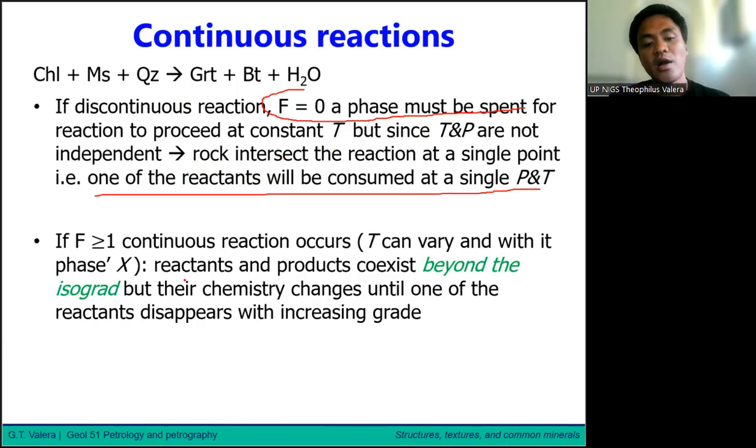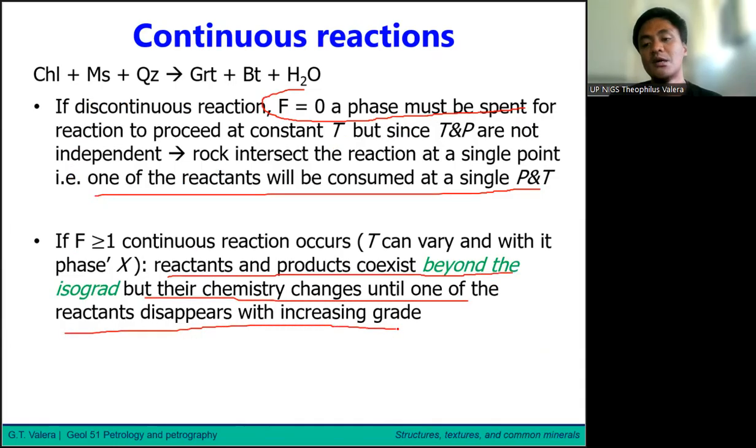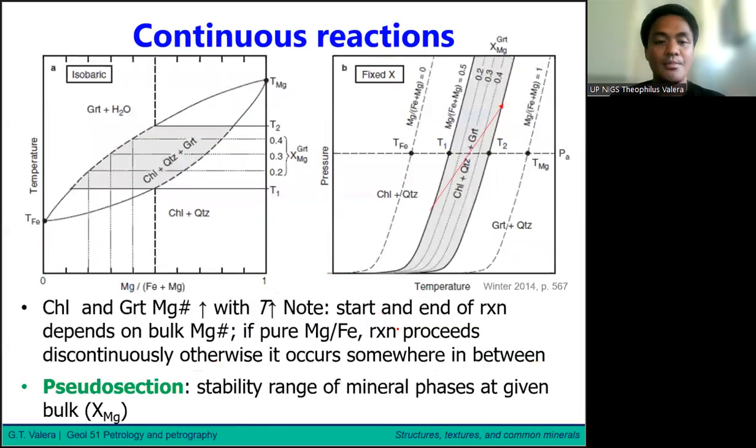If the reaction is continuous, the reactants and product may coexist beyond the isograd, but their chemistry changes until one of the reactants finally disappears with increasing metamorphic grade. For example, ito yung chlorite plus quartz natin initially. Let's look at a rock with XMg, magnesium number equals 0.5. Okay, as temperature increases, it intersects this curve, in which case it starts forming some garnet, rather. Some chlorite is spent to form garnet.